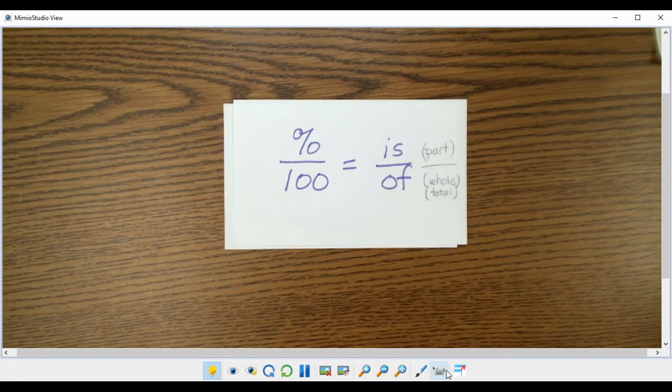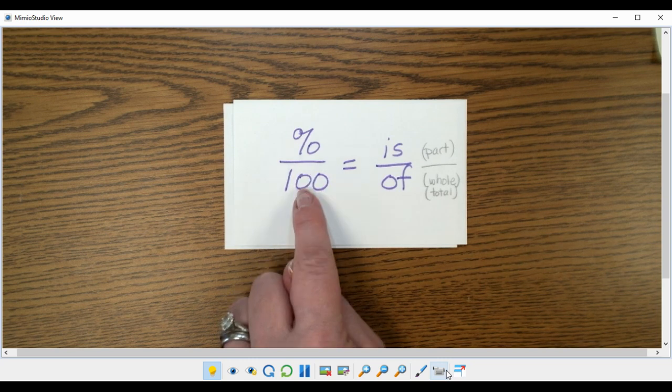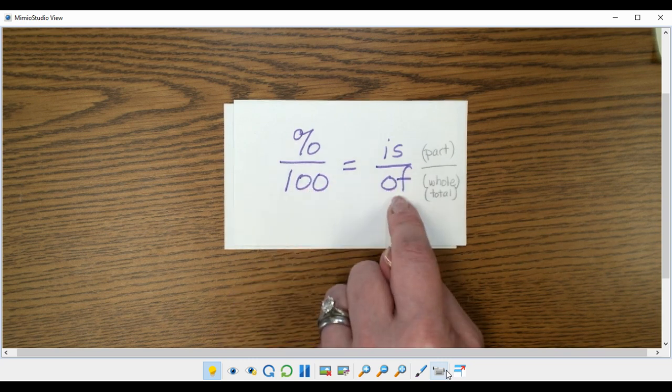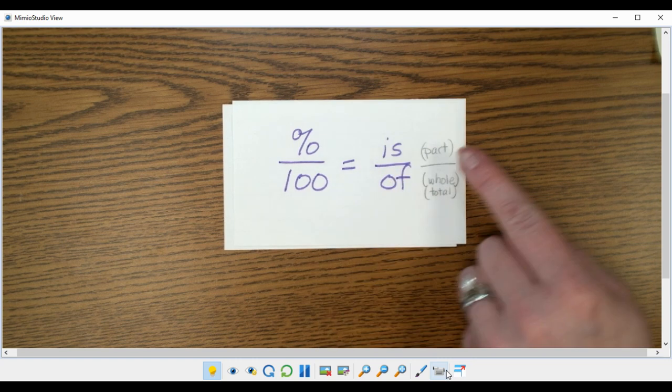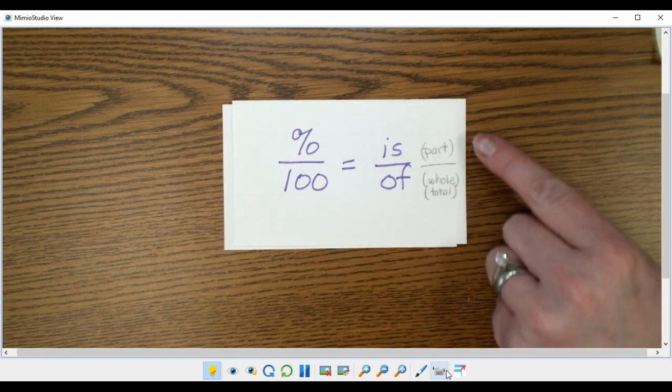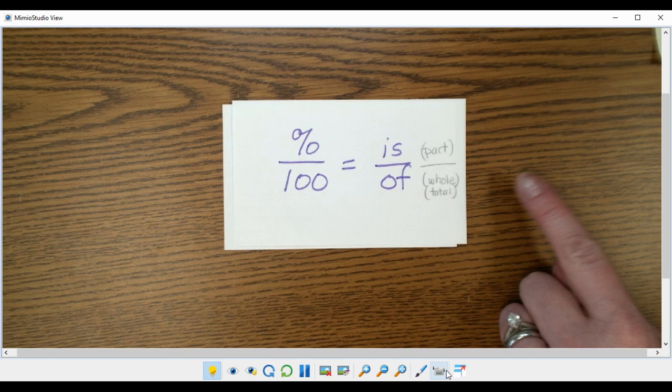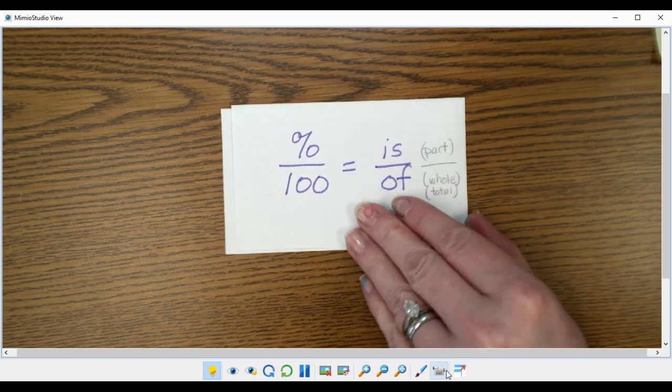So for the past few days, we have been using the percent proportion to find missing information, either the percent, the original, or the piece that we were using. And we use the formula percent over 100 equals is over of. Sometimes in a problem that sounded like part over whole or part over total. We're going to use a similar format and extend this a little bit.